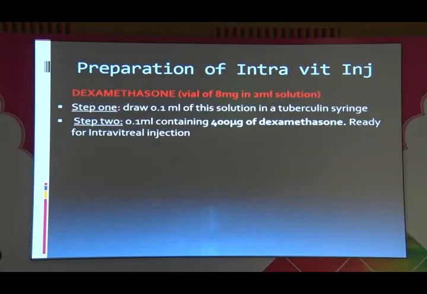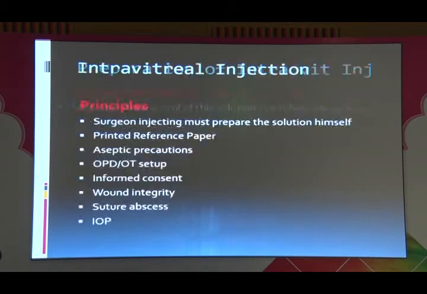Dexamethasone can directly be injected by withdrawing 0.1 ml of this solution, but we have a caution here that in suspected fungal endophthalmitis, unless you have proven that it is KOH negative, one should never inject dexamethasone intravitreally, because if you have injected inside, you cannot withdraw that drug out. So once you have a KOH smear negative in a suspected case of endophthalmitis, and you have ruled out fungal endophthalmitis, it is only then that you should use intravitreal dexamethasone.